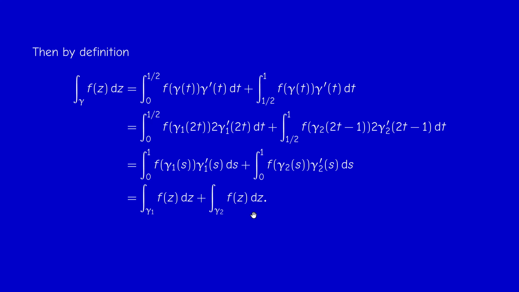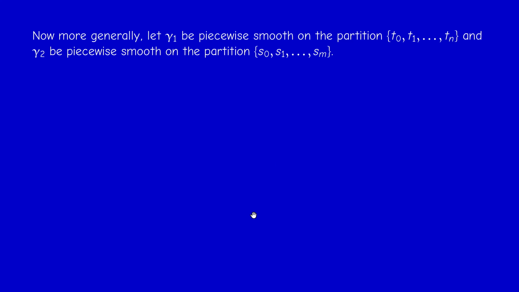Now, in the more general case where gamma 1 is piecewise smooth and gamma 2 is piecewise smooth, we proceed as follows. Suppose that gamma 1 is piecewise smooth on the partition t0, t1, ..., tn. What does it mean? It means that t0 equals 0, the t's are strictly increasing, and tn equals 1, right? First thing. And second thing, on each interval [tk, tk+1], gamma 1 is C1, right? And same thing for gamma 2. Now, of course, these two are partitions of the interval [0, 1]. What I'm going to do is paste together these two partitions after a suitable change of variables.